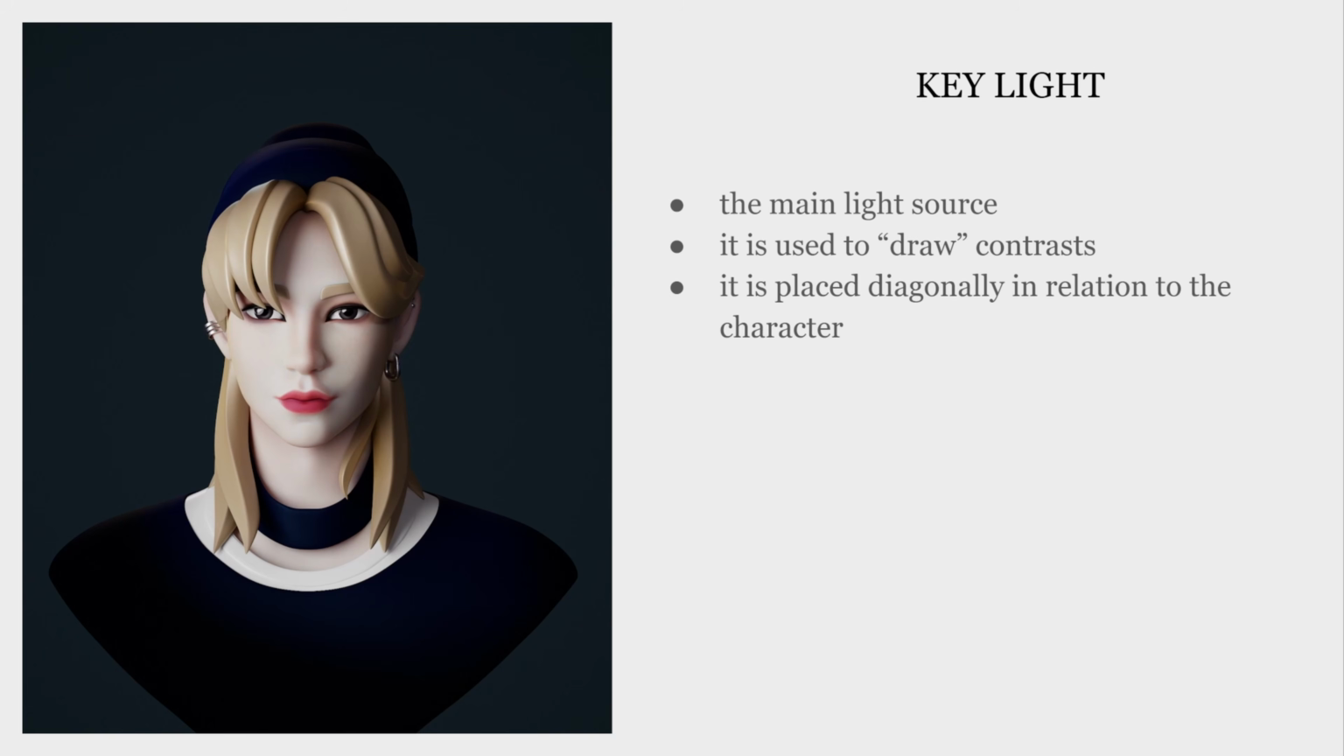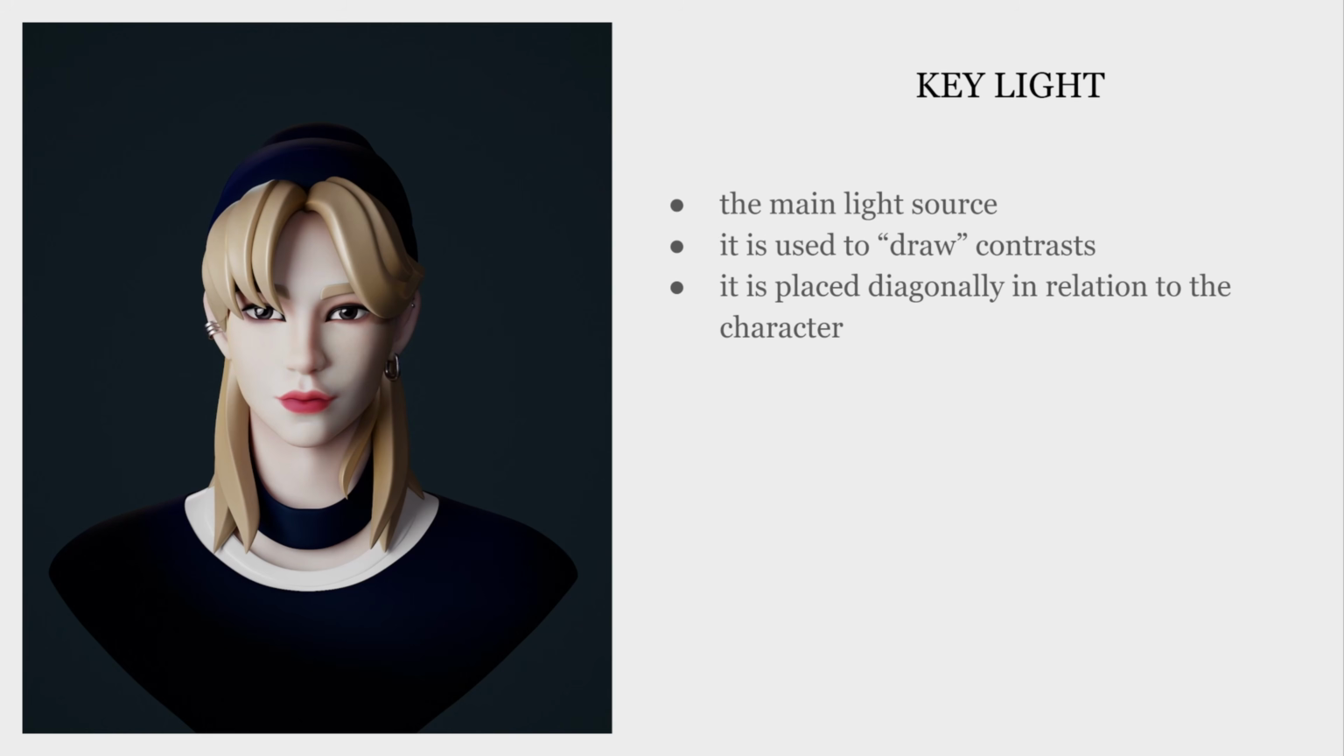The best choice for creating the key light is the spotlight. The primary goal of the key light is to create a light shadow pattern on the character. In our case, we light one part of the face, while another part of it remains partially in shadow.